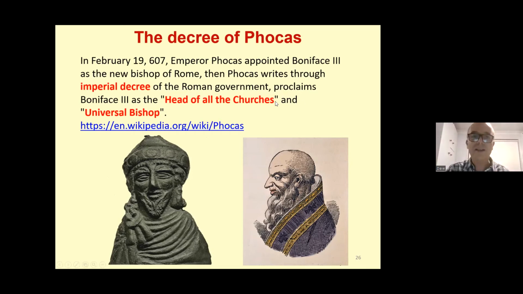And sometime later, the Emperor Phocas writes this decree about Boniface. Actually, I think it's Boniface III, sorry. Emperor Phocas appointed Boniface III as the new Bishop of Rome. Then Phocas writes, through imperial, look at the term, imperial decree of the Roman government, proclaims Boniface III as the head of all the churches. The little horn of the beast, which came up after the 10 horns, was now growing in power.